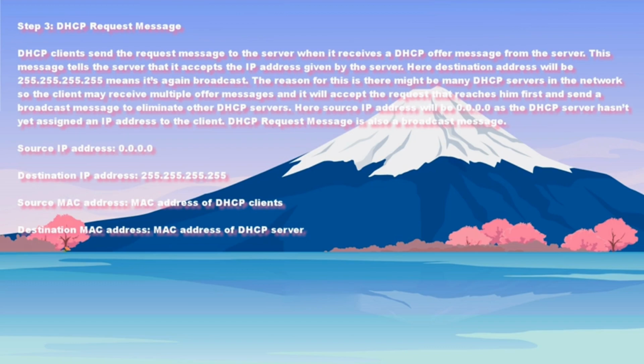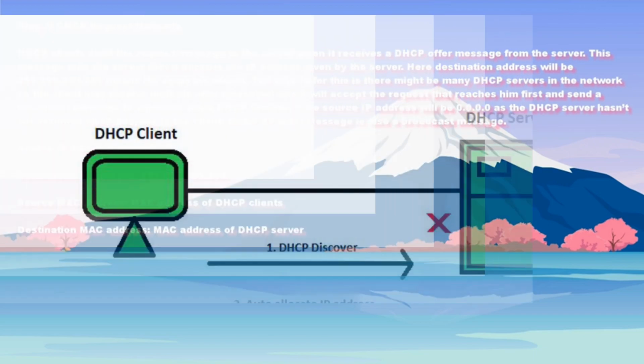The reason for this is there might be many DHCP servers in the network, so the client may receive multiple offer messages. It will accept the offer that reaches it first and send a broadcast message to eliminate other DHCP servers. Here, the source IP address will be 0.0.0.0 as the DHCP server hasn't yet assigned an IP address to the client. The DHCP request message is also a broadcast message. Source IP address, destination IP address, source MAC address, destination MAC address.